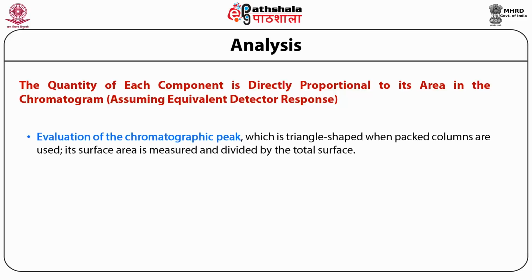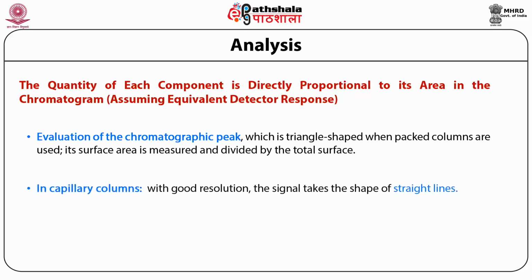The analysis, of course, starts with just eyeballing the chromatographic peaks that have been obtained. When packed columns are used, these are typically triangle shaped. In capillary columns, however, when there is good resolution, the signals are straight lines. Now, depending upon the total number of peaks you see, the area of each peak will be represented as a percentage of the total peak area. However, a certain amount of editing is necessary, which I will show in the next piece of the discussion.